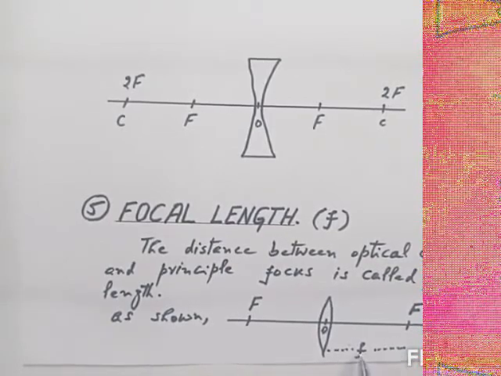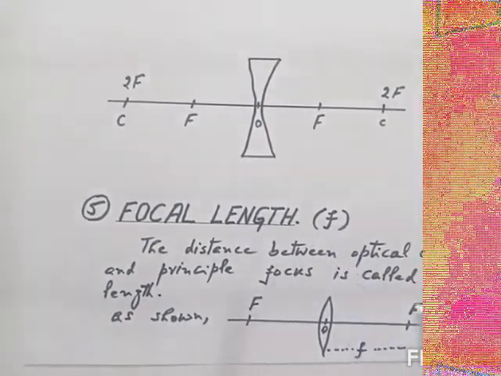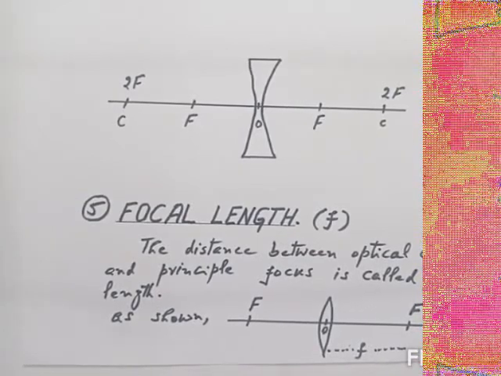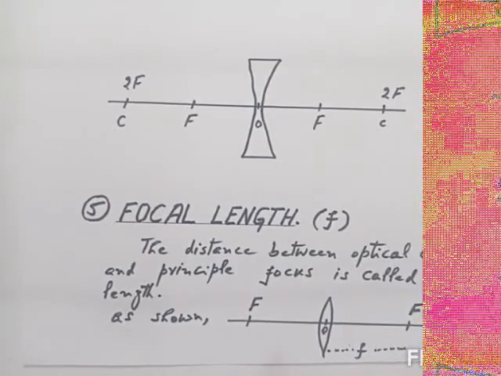It is noted by small f. So focal length is noted by small f. Its unit is centimeter. So today we have discussed what is a lens, then the types of the lens, and then the related terms to the lenses. Thank you.